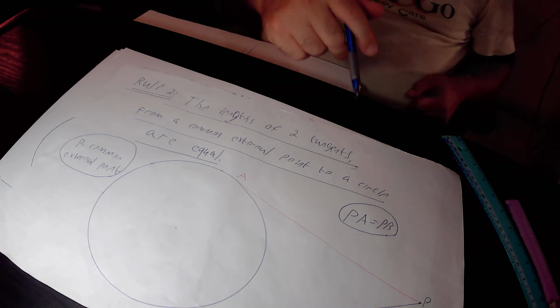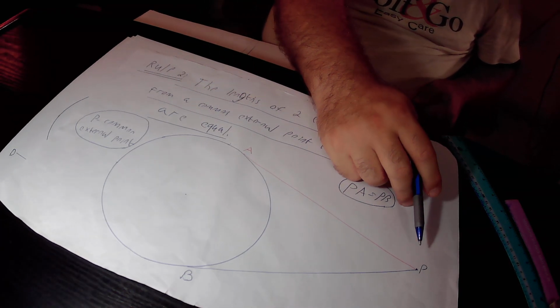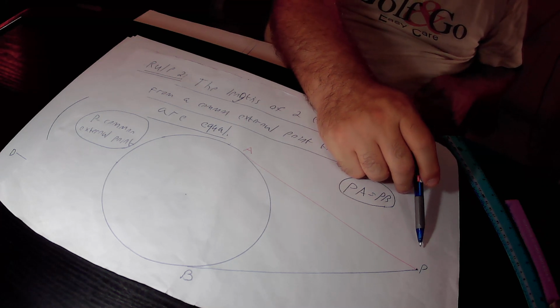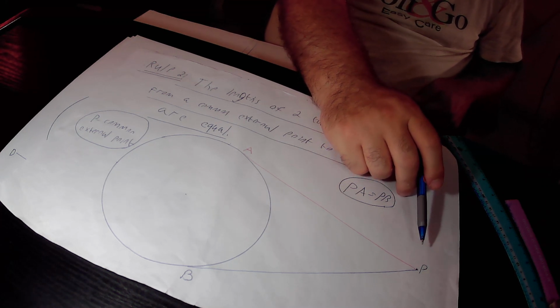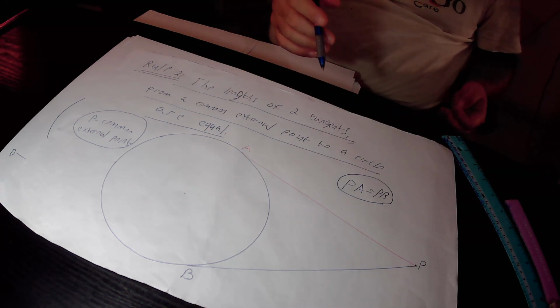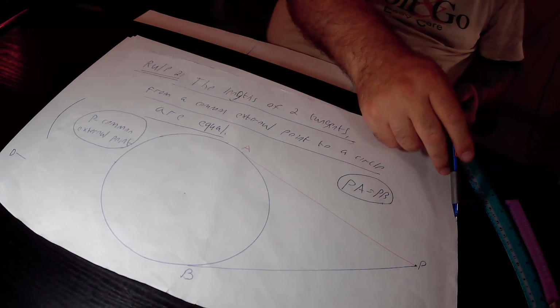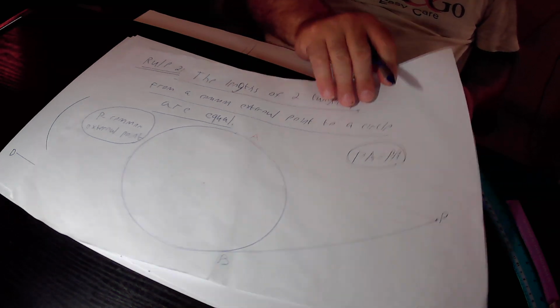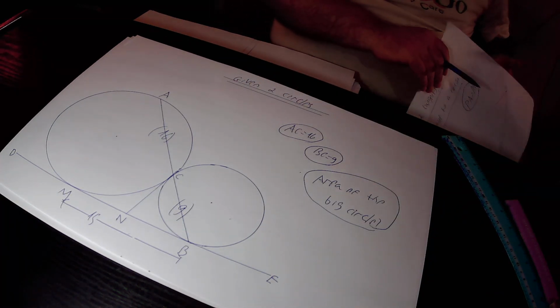In the drawing, we have a circle, and this is the common external point P. From this common external point P, we have two tangents to this circle, tangent PA and tangent PB. And according to this rule 2, they are equal to each other. That is to say, PA equals PB. We can implement rule 2 in our drawing.